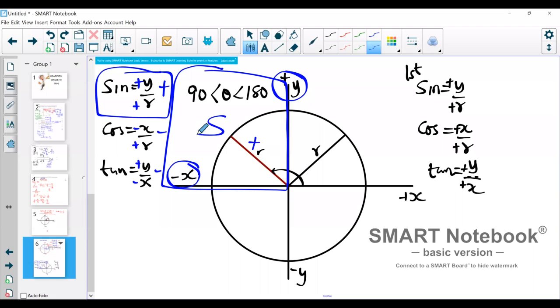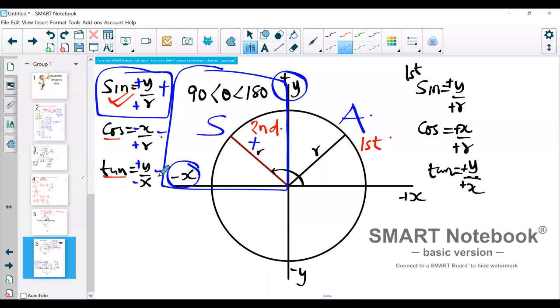We write S there. Remember this one was A. So we have A in the first quadrant, all positive. In the second quadrant, we number going anti-clockwise: first quadrant, second quadrant. Which one is positive? Only sine is positive. The other two are negative.